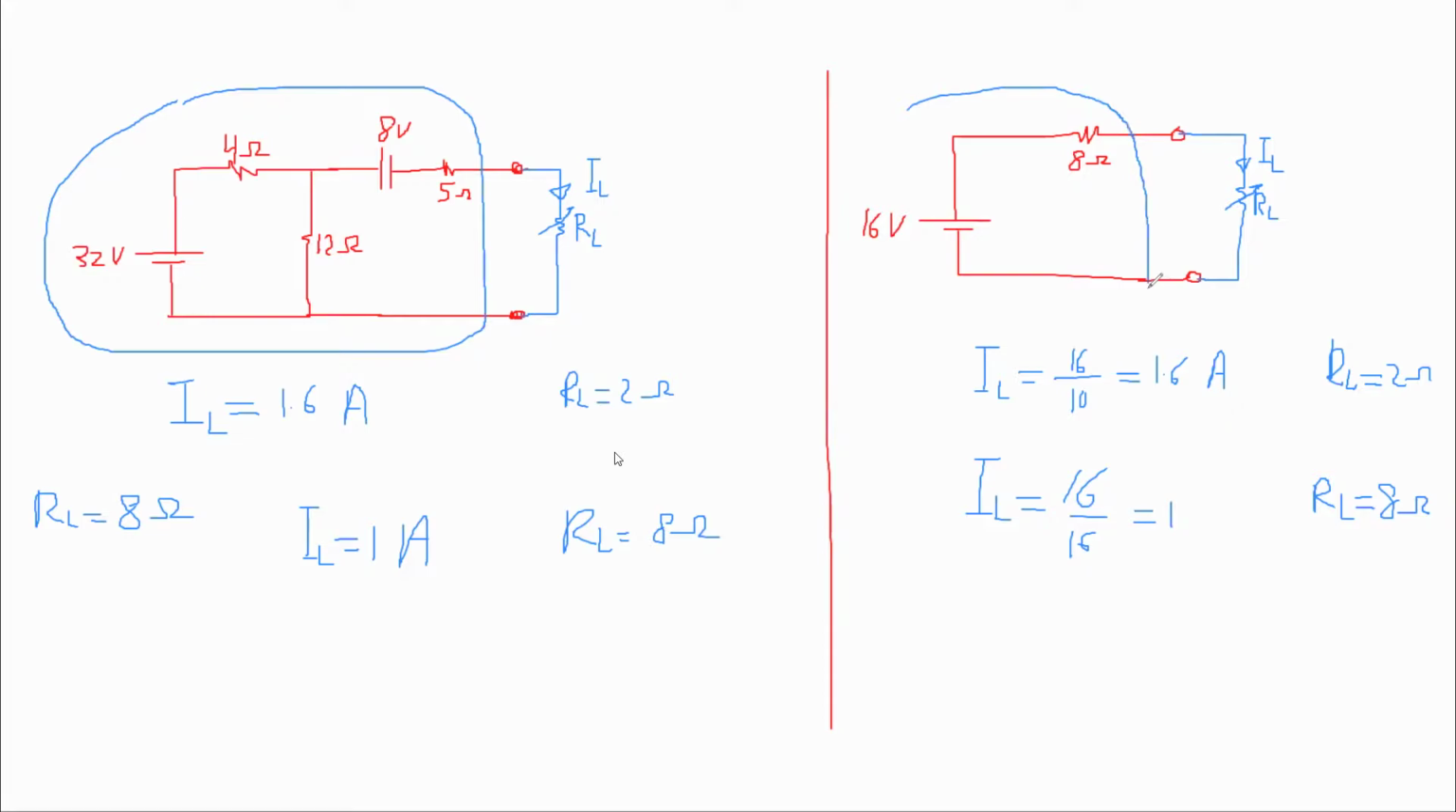But the difference is that this is an easy circuit to analyze, and this is not very easy, at least not as easy as this one. But these two circuits are called equivalent. This and this, they're called equivalent circuits. Why? Because when I analyze them, the load resistance, the load current, the load voltage is going to be the same. Equivalent.